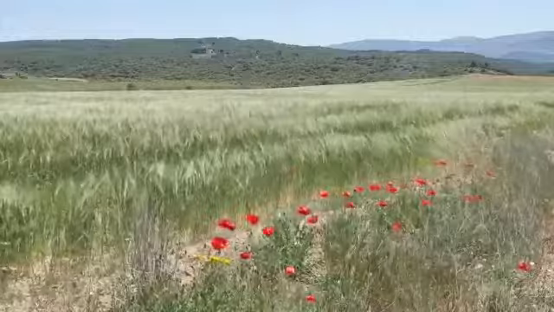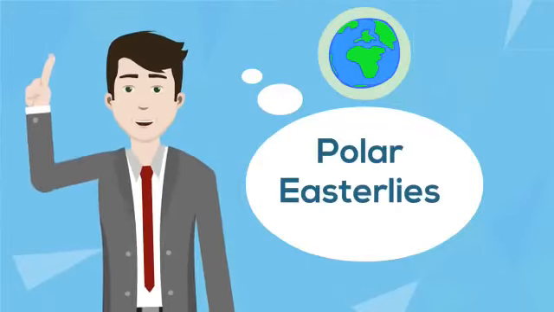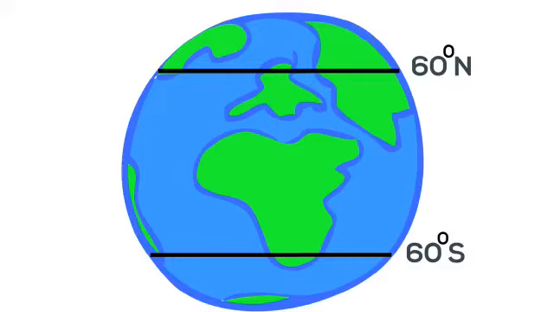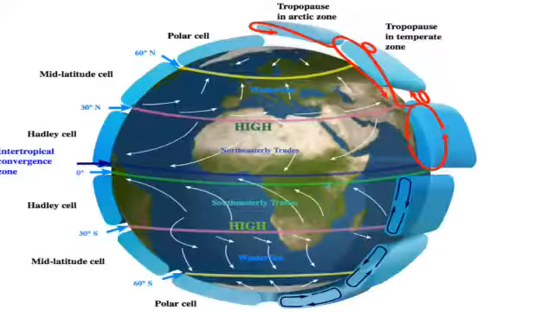Up first are the polar easterlies. They blow from the northeast in the north and the southeast in the south. These belts extend from the poles to 60 degrees latitude. The polar easterlies are formed as cold sinking air moves from the poles towards 60 degrees north and 60 degrees south latitude.